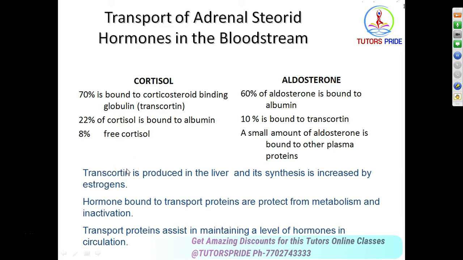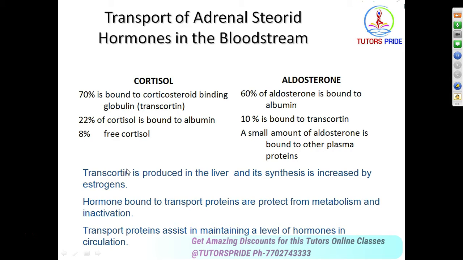So as I was telling you about your different hormones, sex hormones. Right now we'll go with the transport of adrenal steroid hormones in the bloodstream. How the adrenal steroid hormones like your cortisol, aldosterone, how they are transported in the bloodstream.